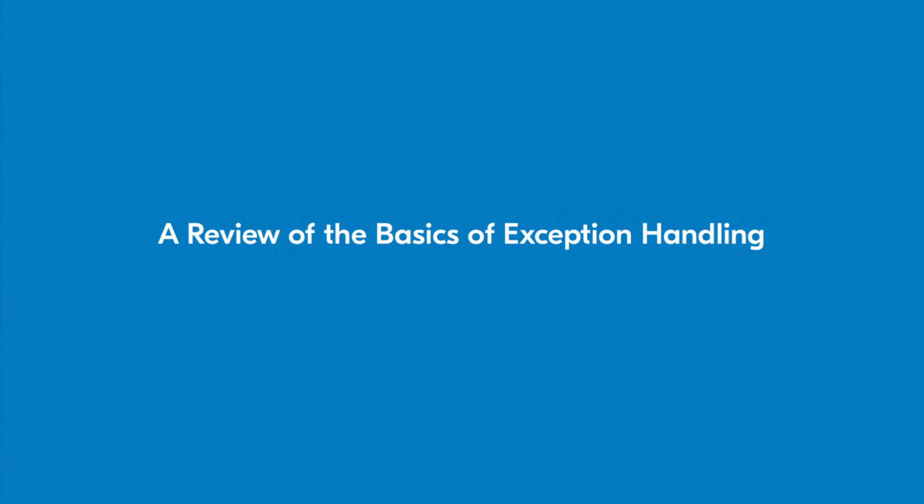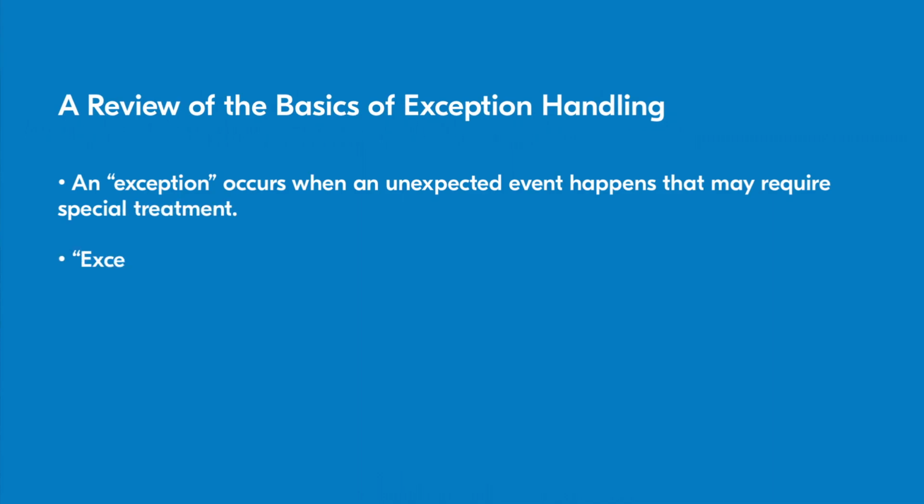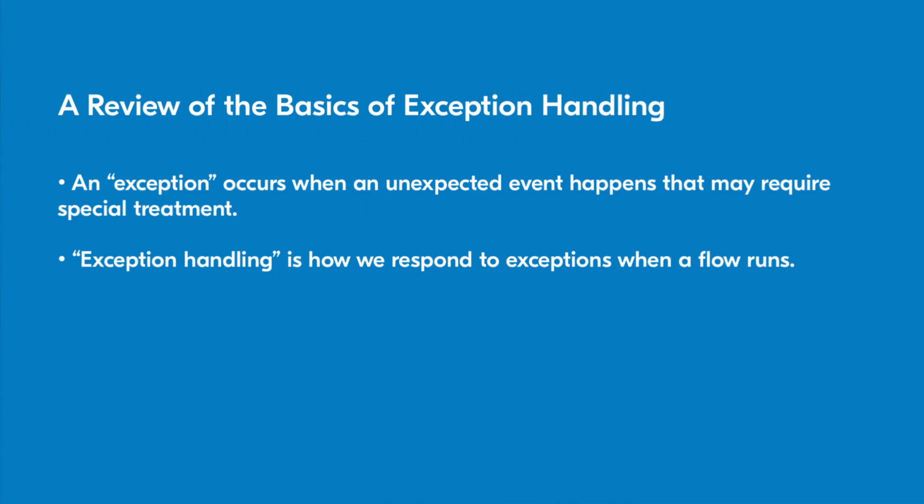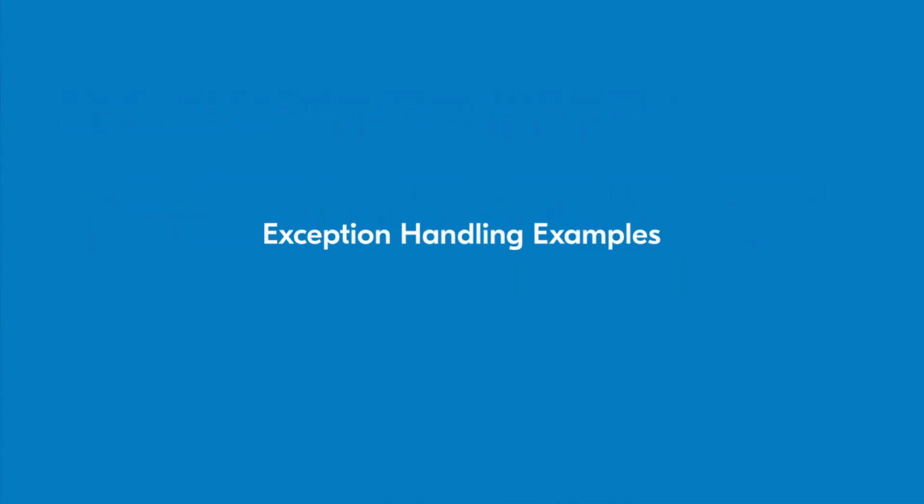However, before we jump in, let's quickly review the basics of exception handling. An exception occurs when an unexpected event happens that may require special treatment. Exception handling is how we respond to exceptions when a flow runs. Now, let's consider some example issues and what you can do about each one.